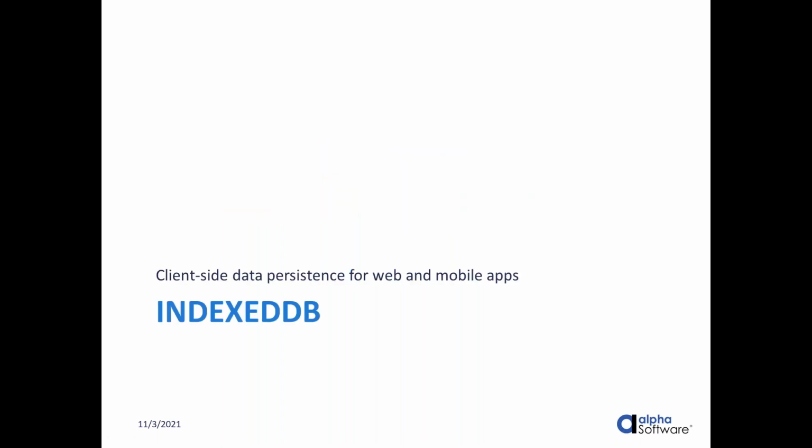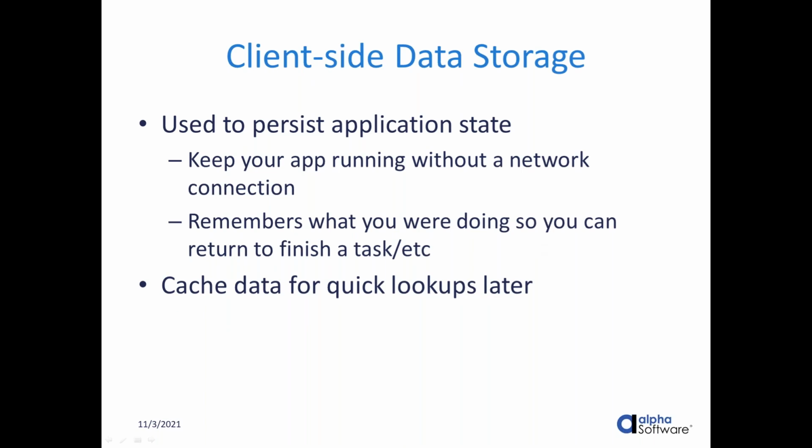So last week we talked about what's new in Alpha Anywhere, and there was quite a bit of interest around IndexedDB. So I just wanted to dedicate this entire session today to talking about this, what we're doing with it, what you can do with it now, and why. IndexedDB is a type of client-side data storage, like local storage, and you can use it in both web and mobile apps with Alpha Anywhere.